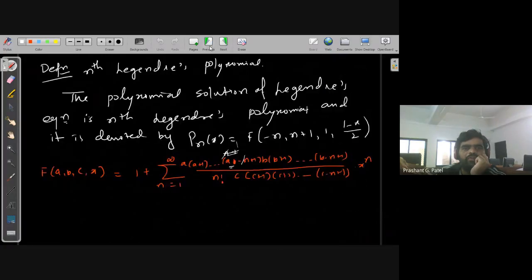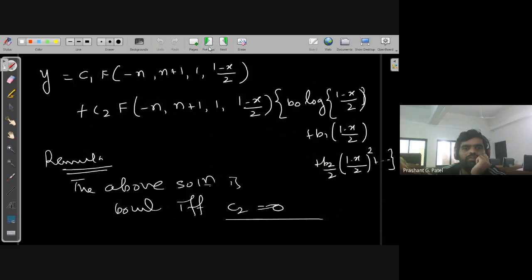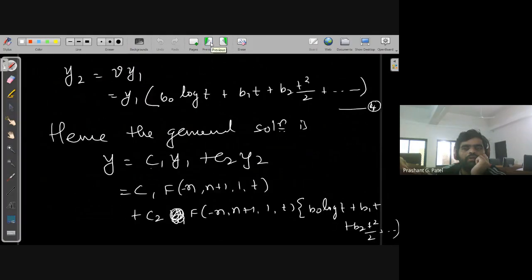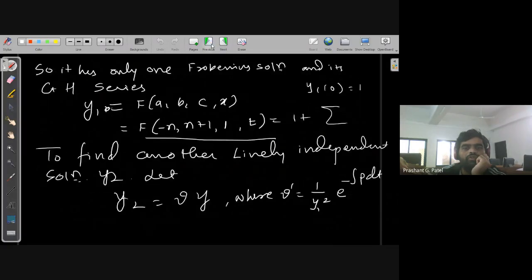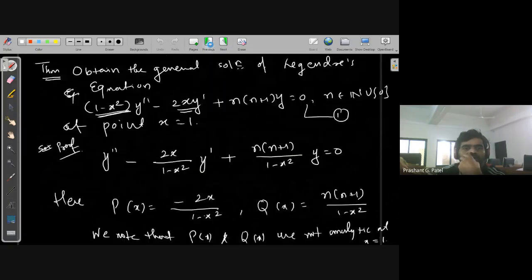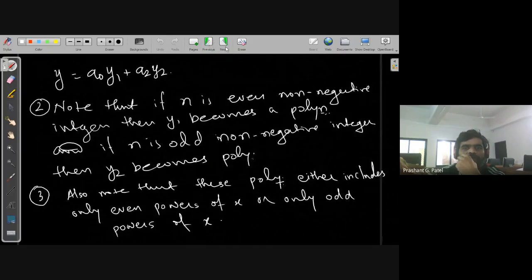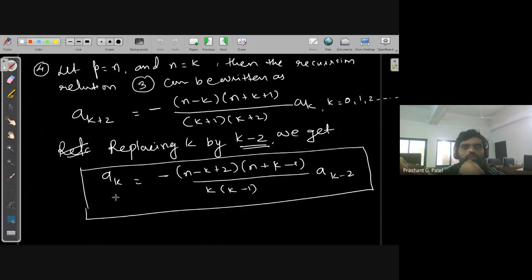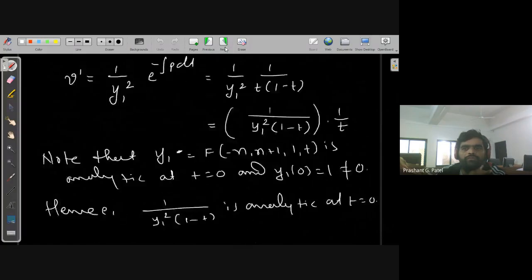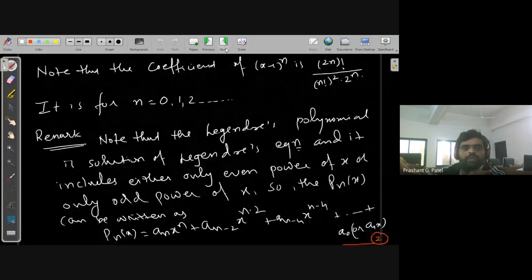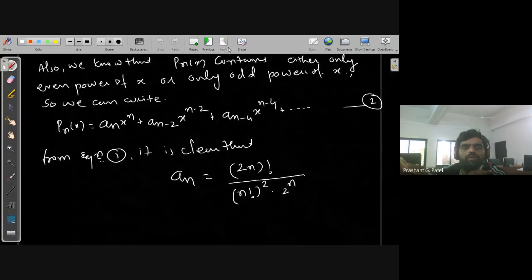So that recurrence formula we have to write down, using that for the series solution for x is equal to 1. This is the recurrence formula which we have derived earlier, that is ak is minus of this quantity. So using this recurrence formula, we are able to derive the result.